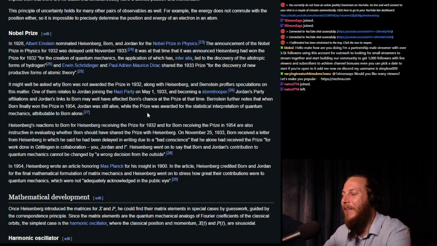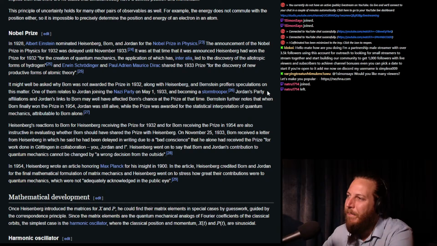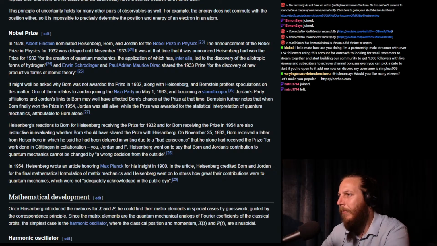I'm saying fighting as a soldier is, in some regard, respectable, regardless of the ideology for which the soldier fights. Jordan's party affiliations and links to Born may well have affected Born's chance at a prize at the time. Oh, wait. Is it Heisenberg had won? And Schrodinger and... Okay. I'm up with the point.